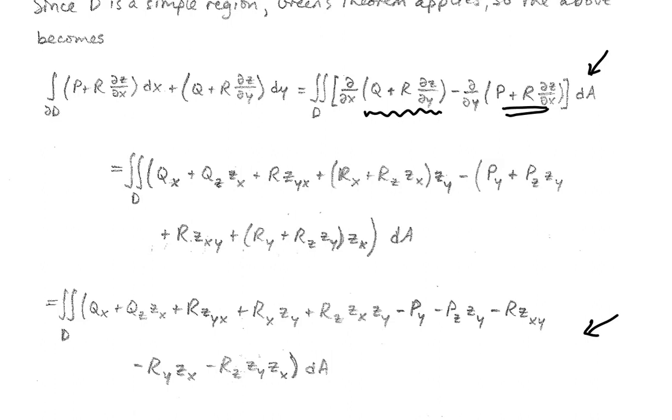Now we begin to look and see as far as where can we begin to cancel things out. So if we take a look at this integrand right here, I see that we have a r times z sub yx, and we have a minus r times z sub xy. Well, by Clairaut's theorem, mixed partials are equal. So these two terms are the same, and I'm taking one and I'm subtracting it from itself. So those terms are going to go out.